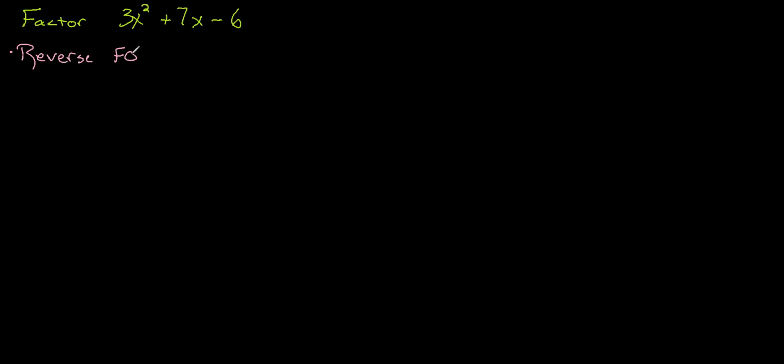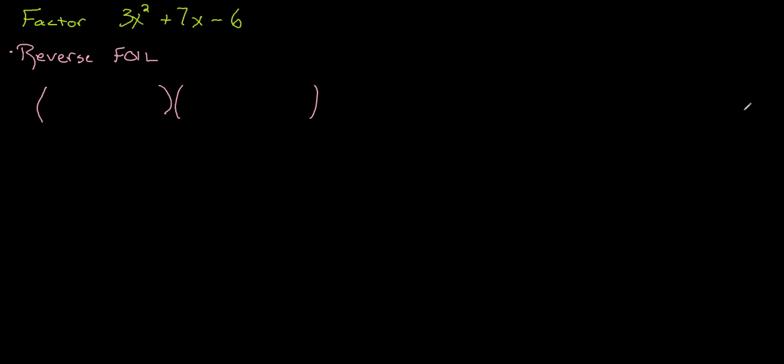And if we remember, when we used the FOIL method, we had two sets of parentheses and we multiplied the first terms. Then we multiplied the outer terms and we added those to whatever we got when we multiplied the inners. And then lastly, we had the last positions. Okay, so that's kind of what I'm thinking about, but we have to do that in reverse order.